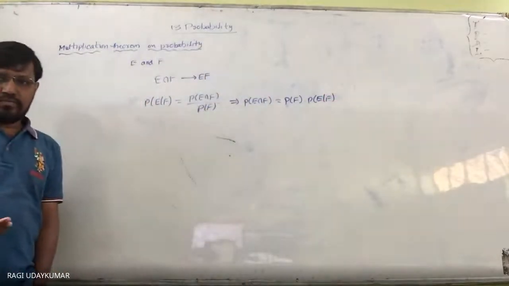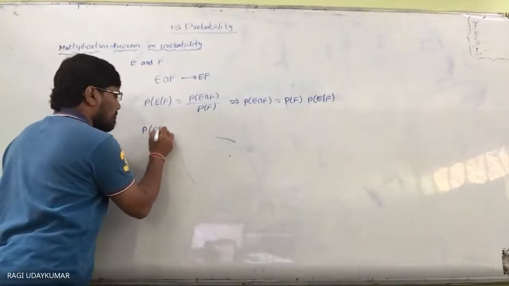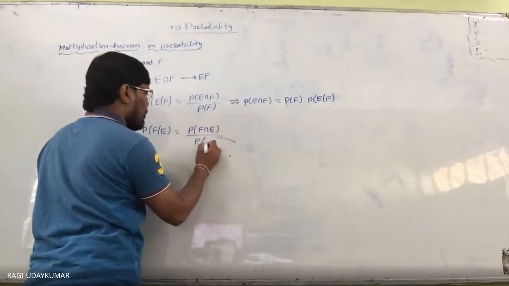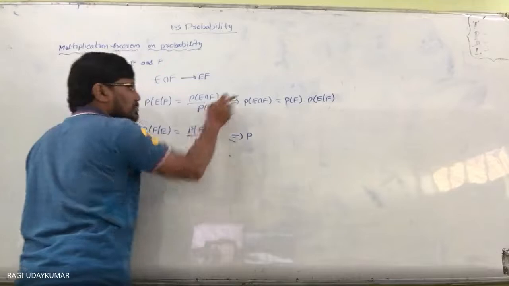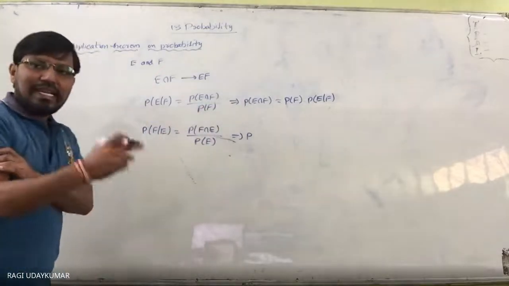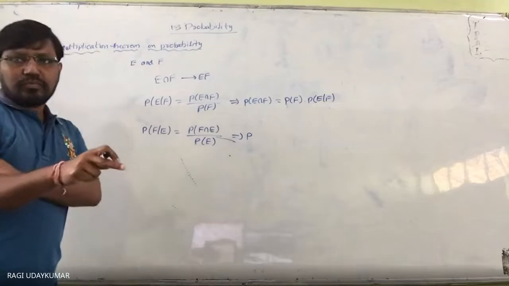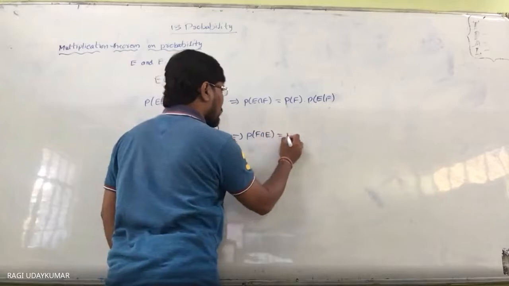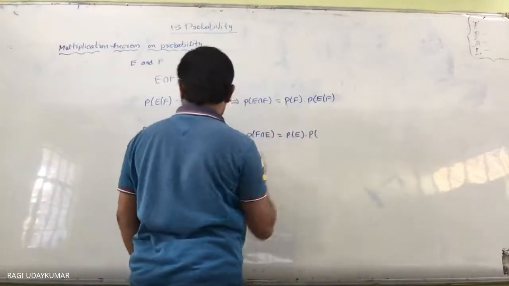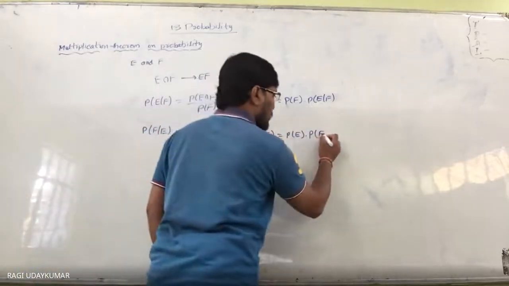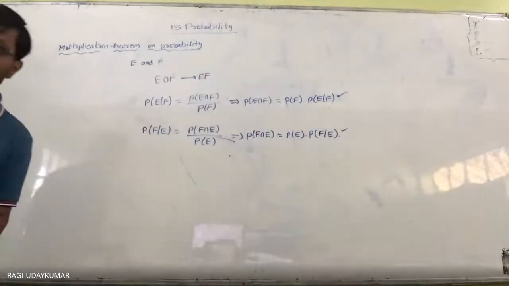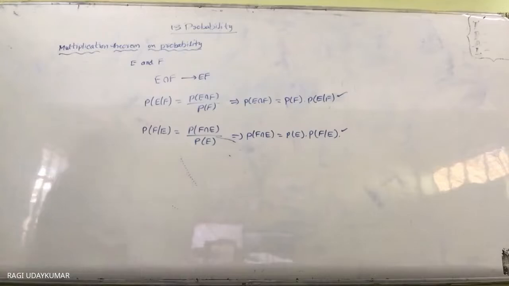Similarly, the probability of F given E can be written as the probability of F intersection E divided by the probability of E. In this case, the probability of F intersection E or E intersection F, both are the same. So the probability of F intersection E can be written as the probability of E into the probability of F given E. These two are considered the multiplication theorem in probability.